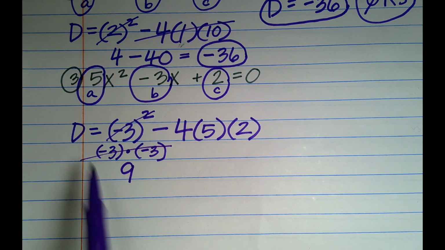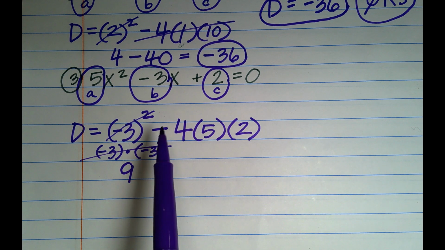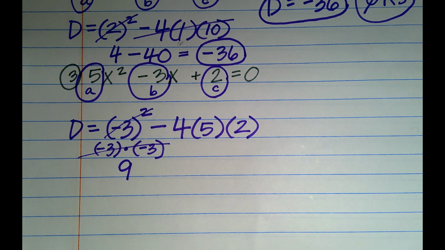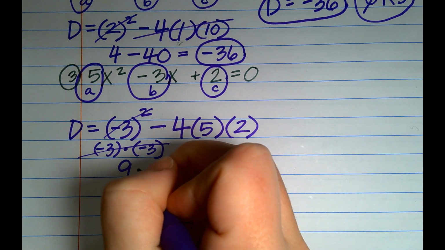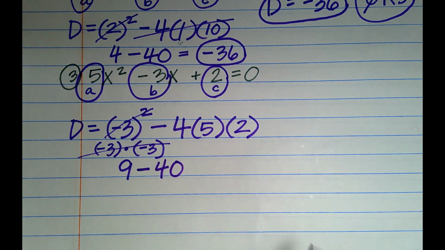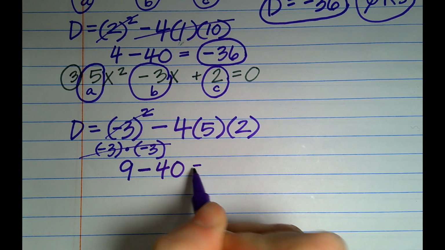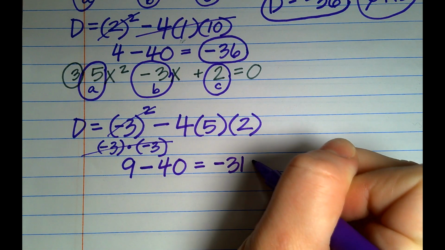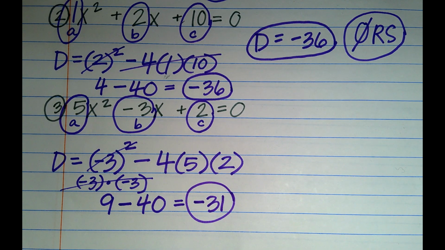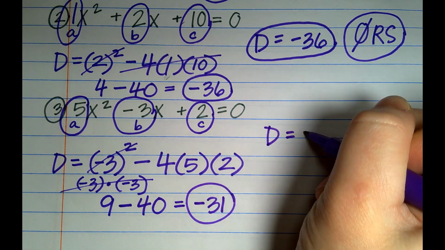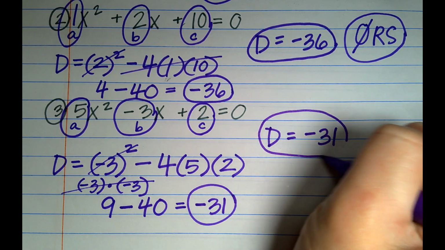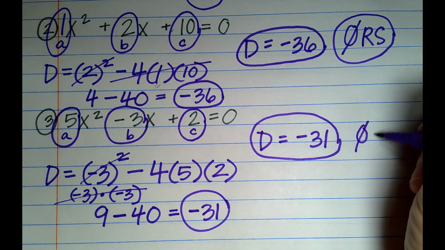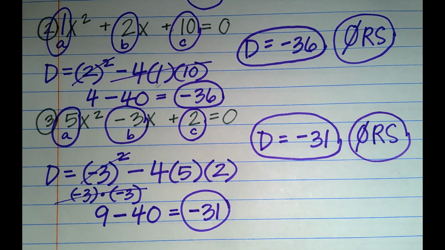Okay, so I've done that part. Now I need -4 times 5 times 2. -4 times 5 is 20 times, yep, -40. Okay, so now I have 9 minus 40. Negative 31. So our discriminant is negative 31. And how many real solutions are there? None. All of these problems have given us no real solutions.